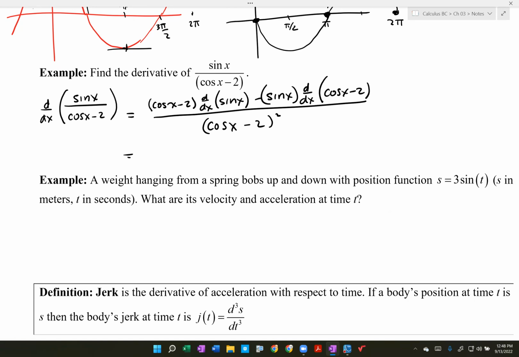squared. Now, what is the derivative of sine? Well, we just learned about that. That's cosine.